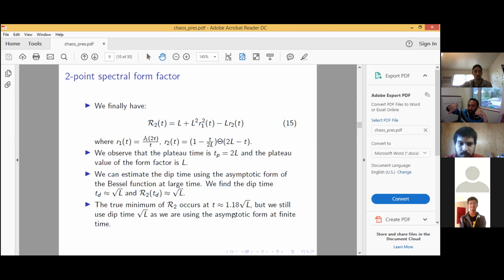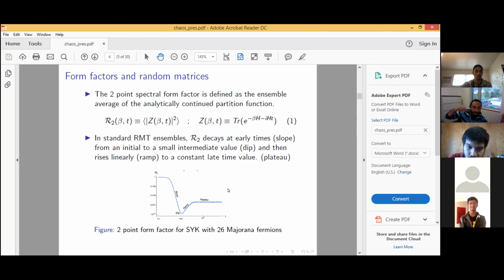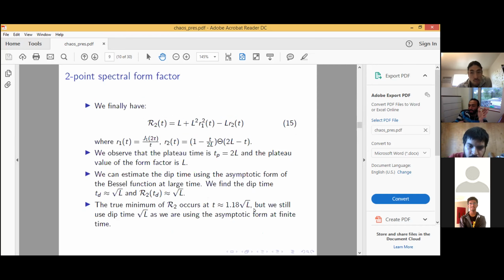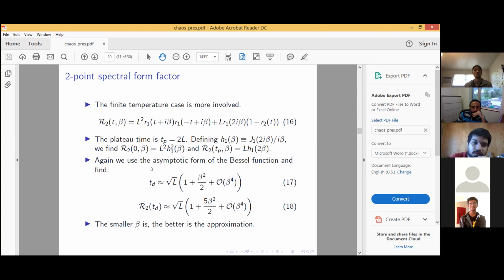So the plot you were showing is sort of log for T, right? Yeah, that's a log plot. Because it was almost 100 and then 10 to the power 4, right? Yeah. Okay. R2 can be evaluated at finite temperature as well.